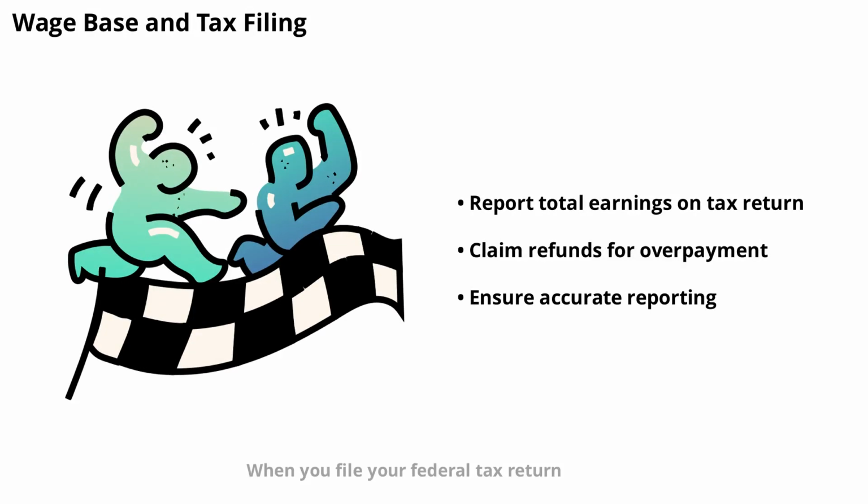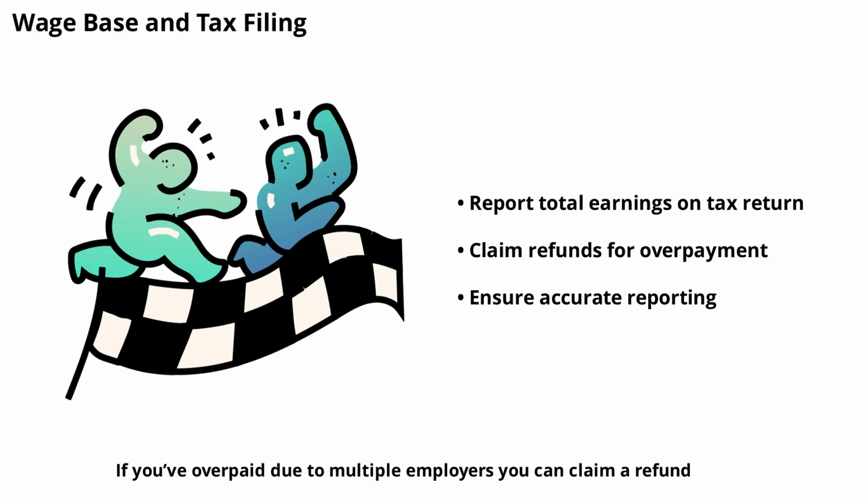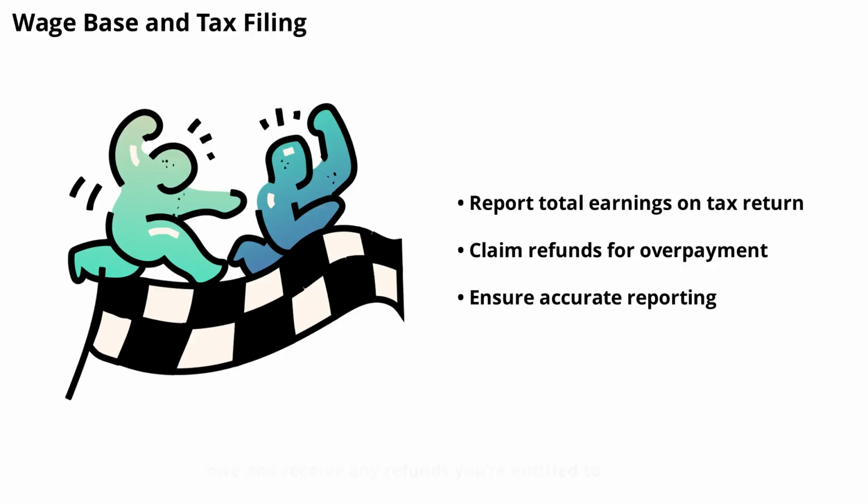When you file your federal tax return, you'll report your total earnings and Social Security tax paid. If you've overpaid due to multiple employers, you can claim a refund. Accurate reporting ensures you pay only what you owe and receive any refunds you're entitled to.